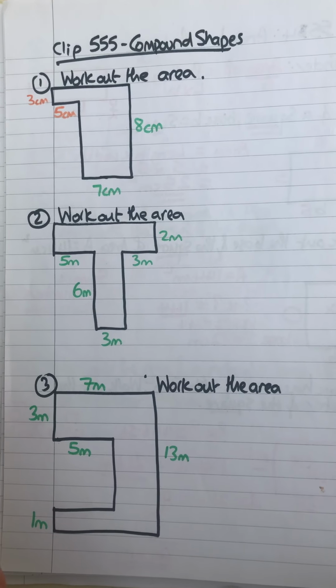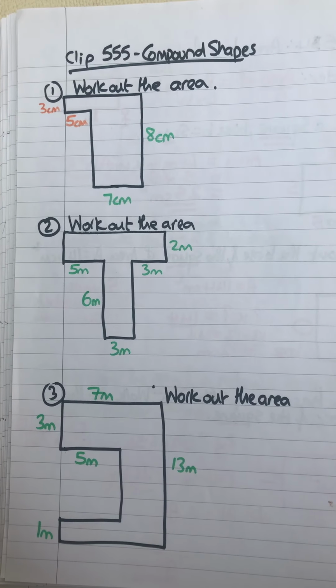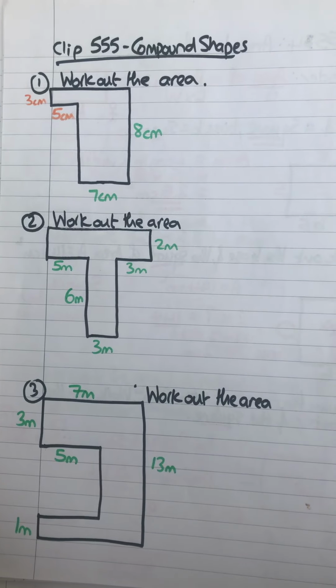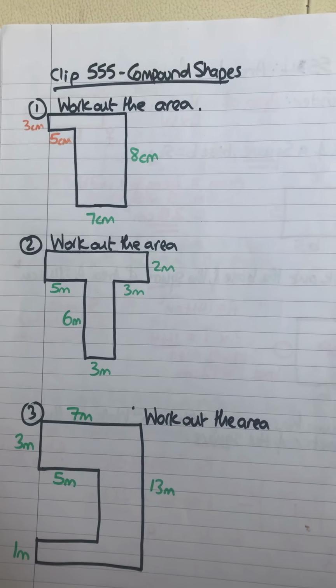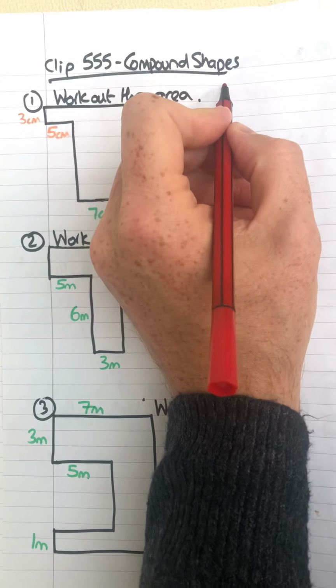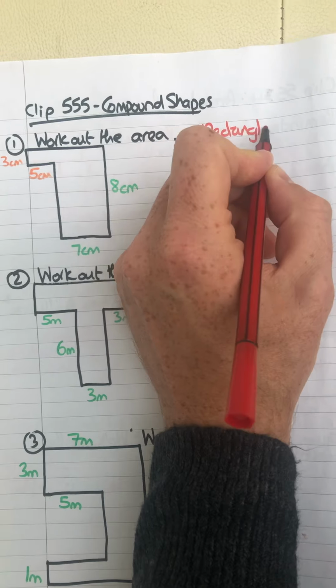Right guys, clip 555, compound shapes. So this follows on from area of a rectangle. We're going to work out the area of some shapes, and generally they will either be L shapes or T shapes. The key thing to this is, can you split them up into rectangles?